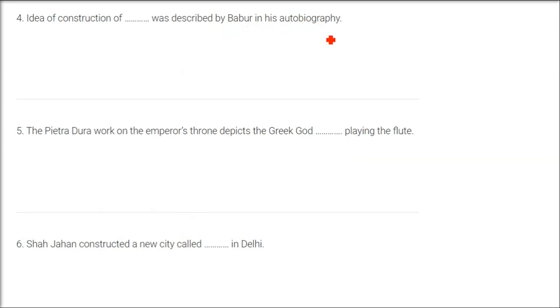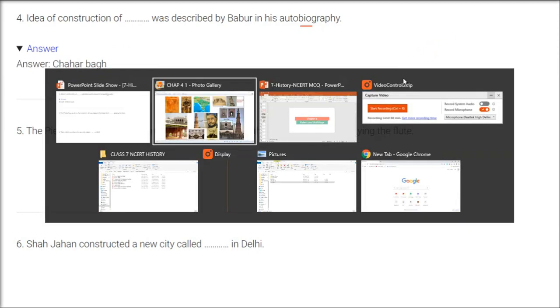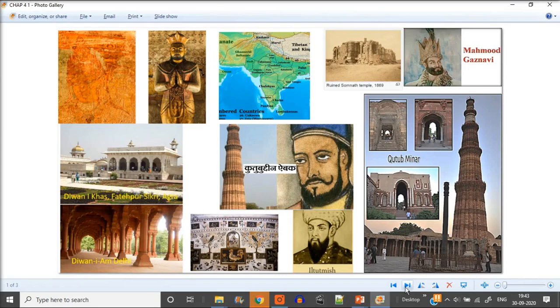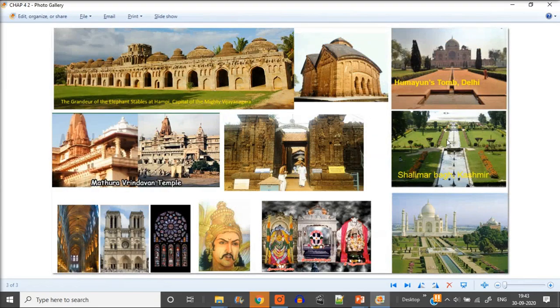The idea of construction of Charbagh was described by Babar in his autobiography. Babar's autobiography is called Babarnama. Charbagh means a four portion area, divided by water bodies or water canals. This is Charbagh, this is Charbagh, this is Charbagh. All the architecture you see here has these four portions. But if you go to Shalimar or Nishat, you will not have four portions.